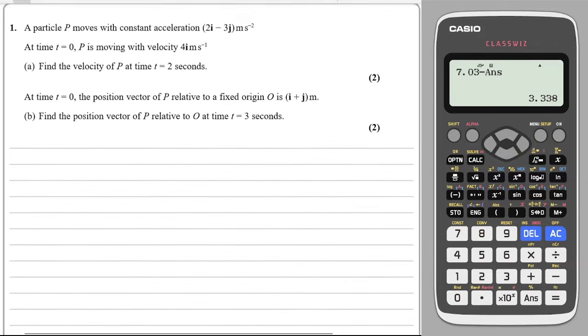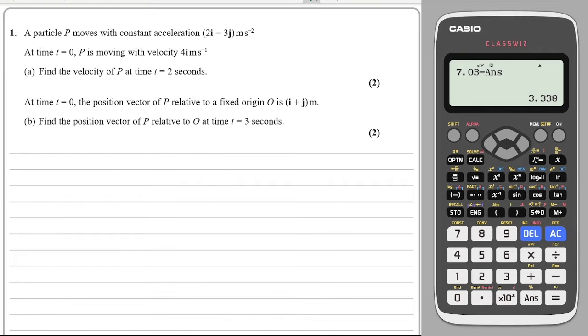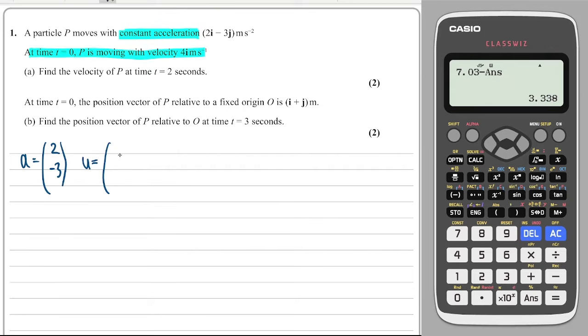Okay, first off, I can see constant acceleration. Fantastic, it means we can use SUVATs. So let's start writing down what we know. We know the acceleration is, and I like to use my vectors as columns. And we also know that at t equals 0, that's the initial velocity. So that's u, so u equals (4, 0).